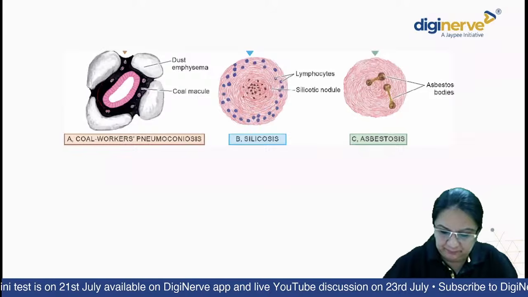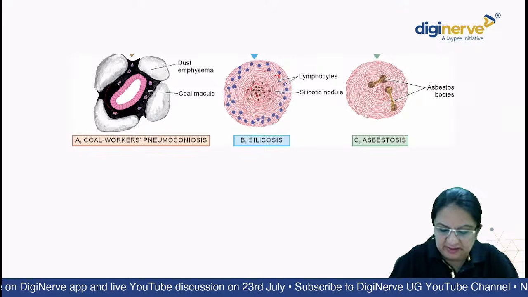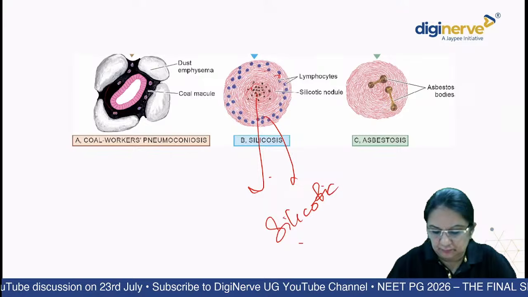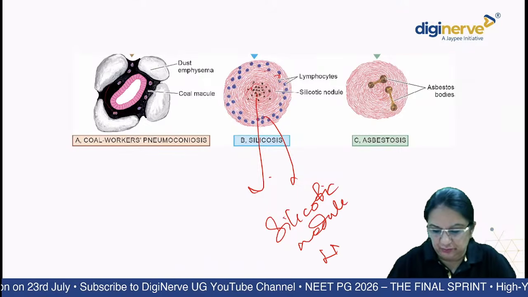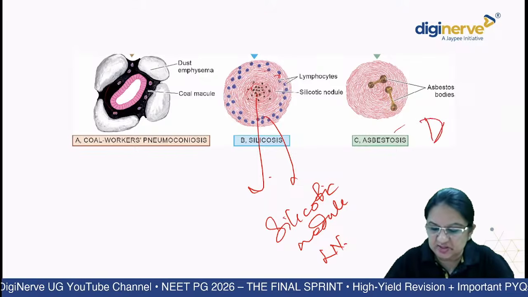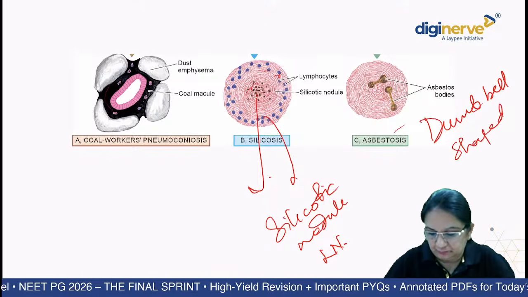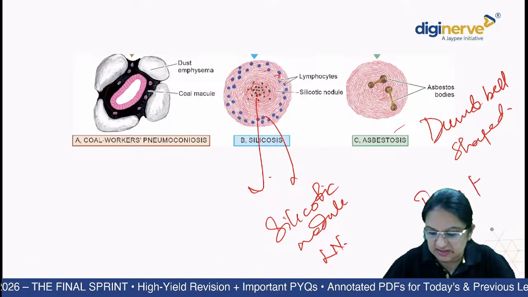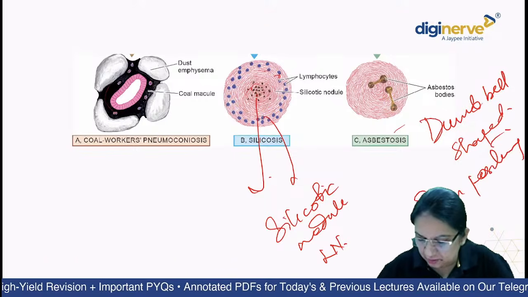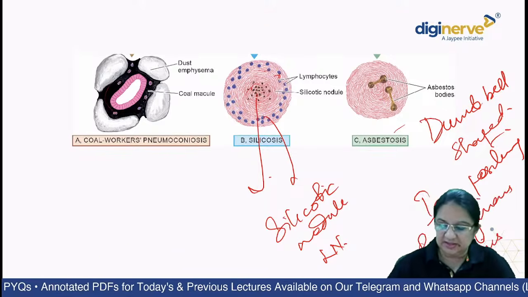These are the lymphocytes and these are the dead macrophages, right? A silicotic nodule in your lymph node. Then the asbestos body seen in asbestosis. What are asbestos bodies? Basically, they are dumbbell-shaped bodies, and iron positivity is there. They are also known as ferruginous bodies because of the presence of iron, right?